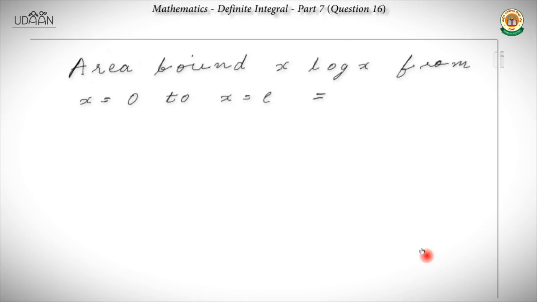Okay, so in this question, you have to find the area bounded by the curve y is equal to x log x from x equal to 0 to x equal to e. Tell us how we will plot this graph y is equal to x log x. I'm telling you the standard procedure of how you plot a graph.